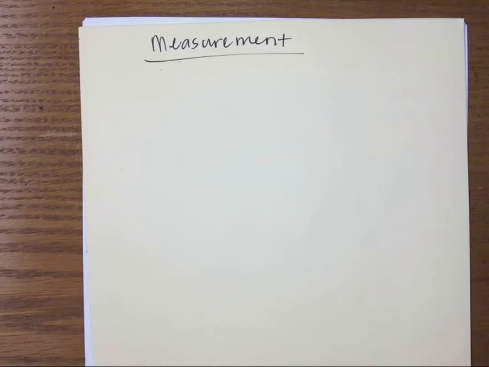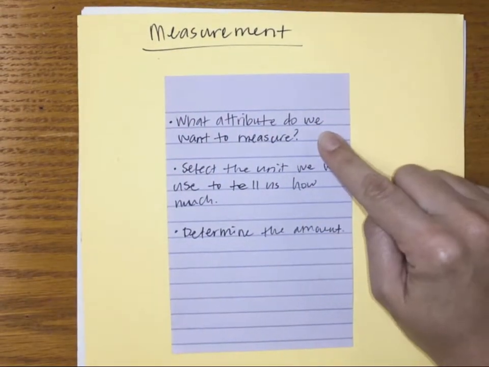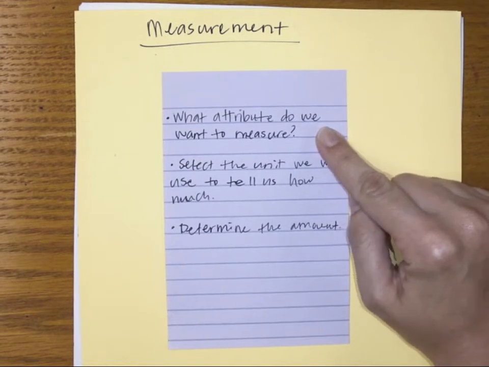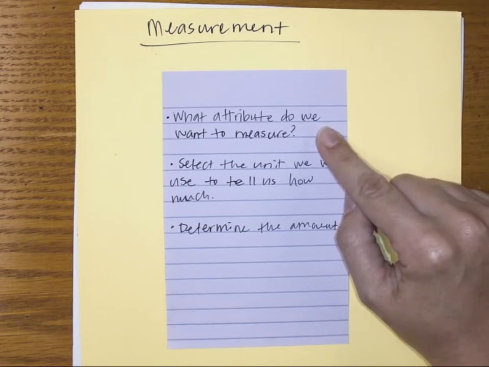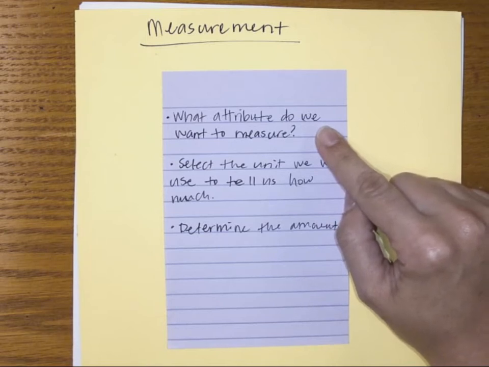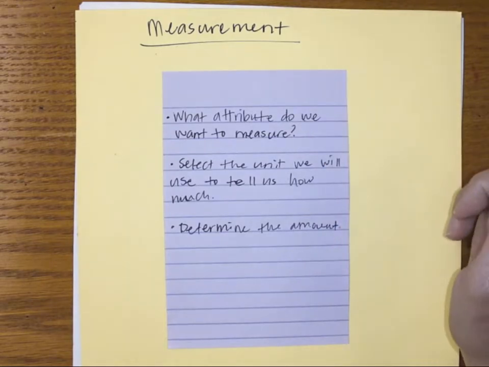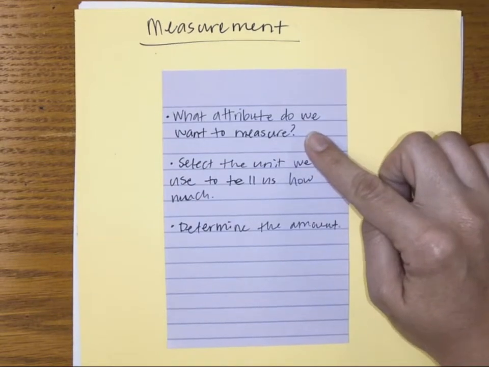So starting off, a few things to think about when we talk about measurement is we want to think about what attribute we want to measure. If you were going to measure how tall you are, the attribute you're measuring is length or height, essentially. If you wanted to measure how much paint you needed to paint a room, the attribute you would use would be the surface area. Okay, so you're actually using area there. So depending on what attribute you're measuring, you would go about that a little bit differently.